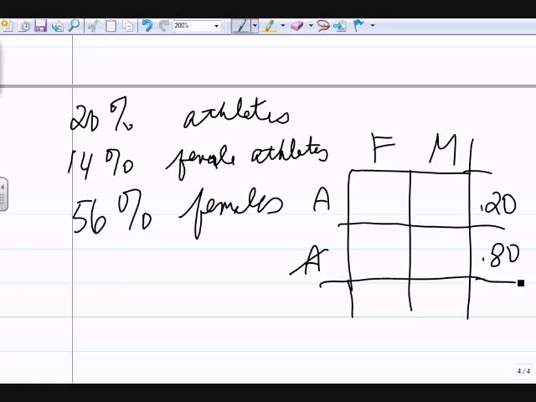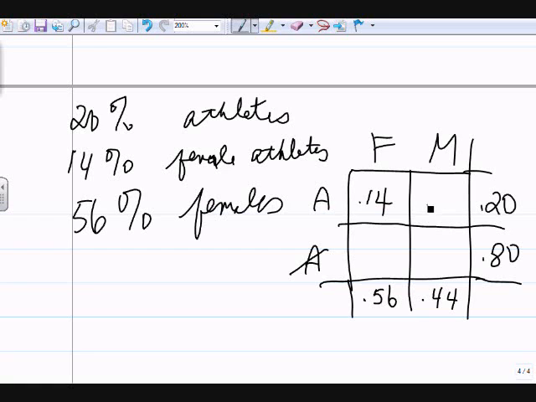Okay? 56% of students are females, which means 44 are not. And 14% are female athletes. Oh, that goes right here. Can you fill in the rest of my two-way table?